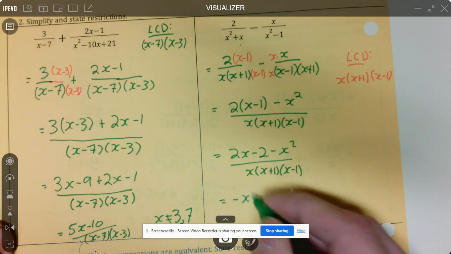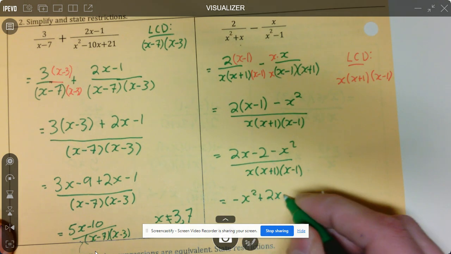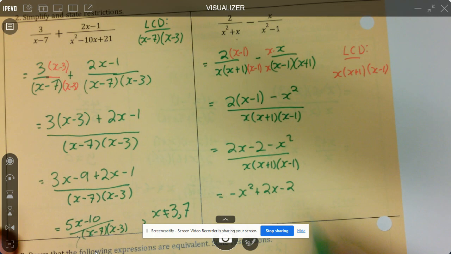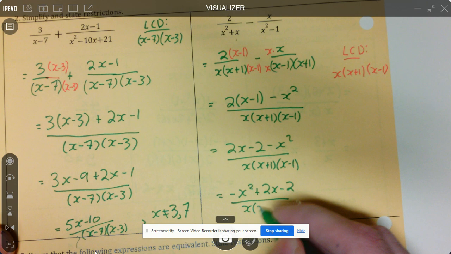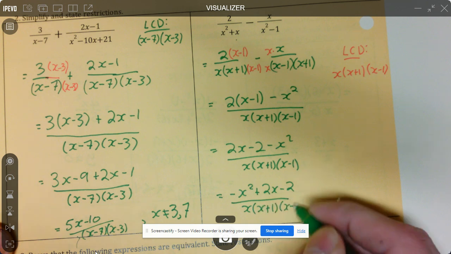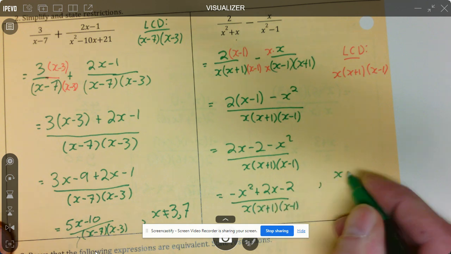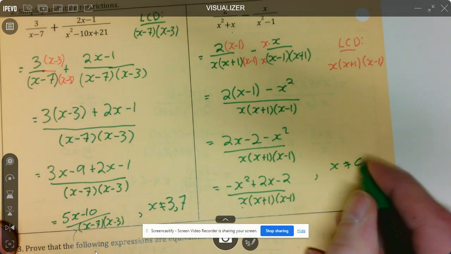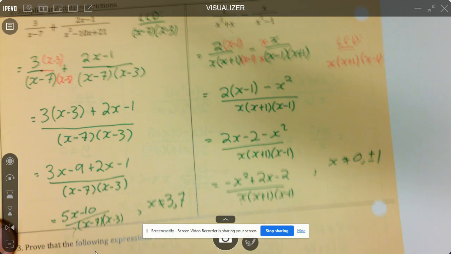That would be fine. Sometimes, or often, the etiquette is to organize our work so that the terms are in order of their degree. So usually we like to put that x squared term first, and it's still over that same common denominator. And our last step is just to state our restrictions. Denominator x can't equal 0, and then plus or minus 1.